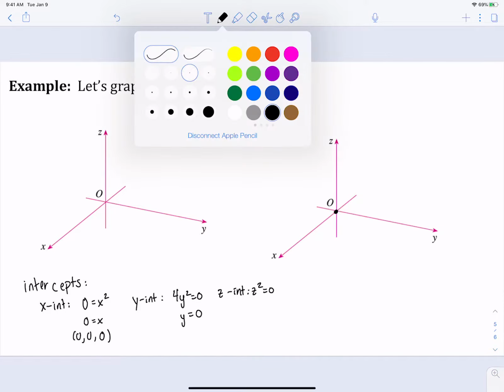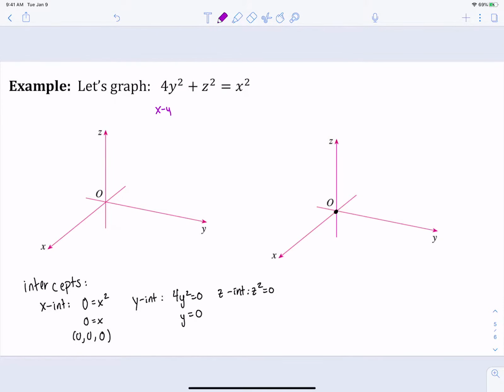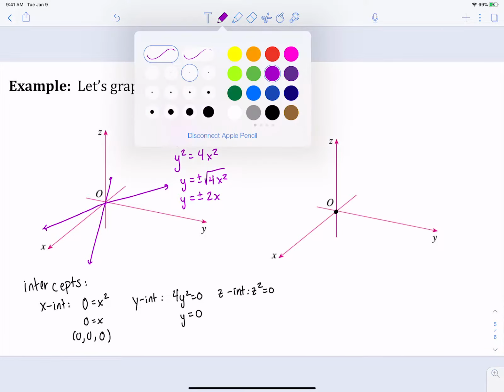And then if we look at our traces, so again, we want to look at what's happening when we slice that graph on the xy plane. So we get 4y squared is equal to x squared. So if you're not sure what this looks like, we can solve for y. And we get y is equal to plus or minus the square root of 4x squared. So we get y is equal to plus or minus 2x. That's two lines. That is linear. So our trace is literally going to be these two lines, which is kind of interesting.